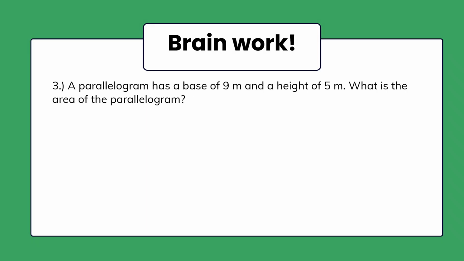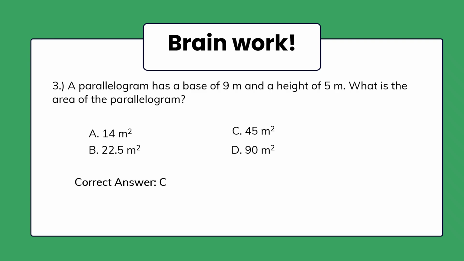Problem number 3. A parallelogram has a base of 9 meters and a height of 5 meters. What is the area of the parallelogram? A. 14 square meters, B. 22.5 square meters, C. 45 square meters, and D. 90 square meters. What is your answer? Alright, the correct answer is letter C, 45 square meters. How do we get 45 square meters? Alright, by using our formula, area is equal to base times height. So we have 9 meters times 5 meters is equal to 45 square meters.